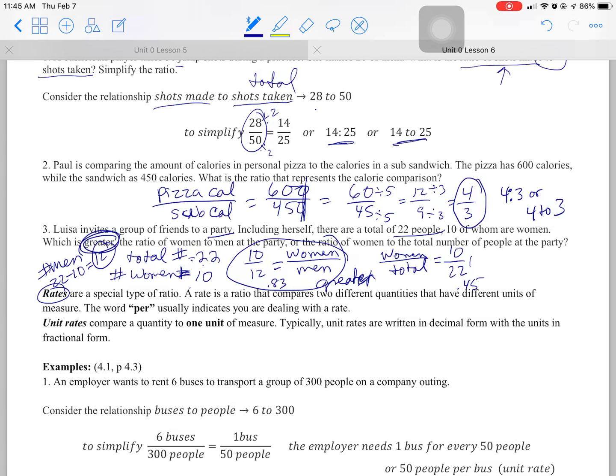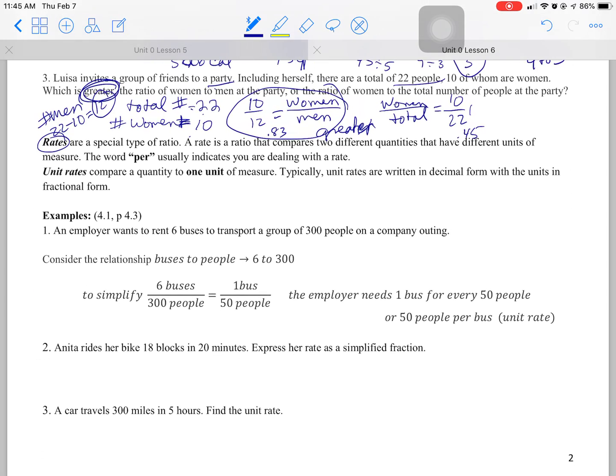Okay, rates. We just did ratios. Rates are a special type of ratio. A rate is a ratio that compares different quantities with different units. Sometimes you see the word per. Unit rates are usually one measure. And it says unit rates are written in decimal form with units in fractional form. That sounds a little complicated.